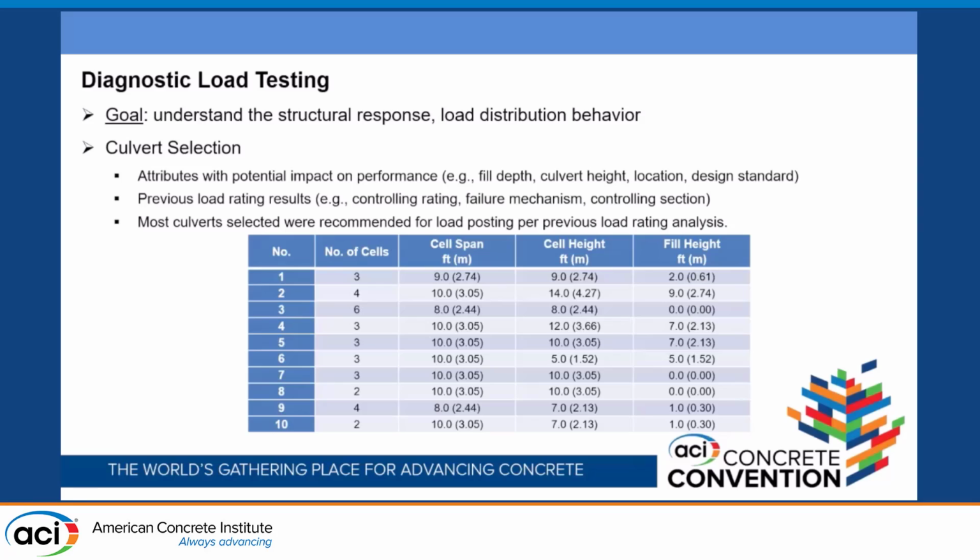So for our selection criteria, we took a look at the different attributes. We wanted to include other attributes that we believe would have impact on the load distribution, not only the fill height, but also the geometry of the culvert itself, the location of the culvert throughout different districts to capture the variation in the soil and the soil structure interaction, and also look at the design standard and the plans. We looked at the previous rating results to make sure that we fully understand the failure modes, the failure mechanism, the controlling sections. And finally, most of the culverts that we selected for testing needed load posting based on the previous round of load rating analysis.